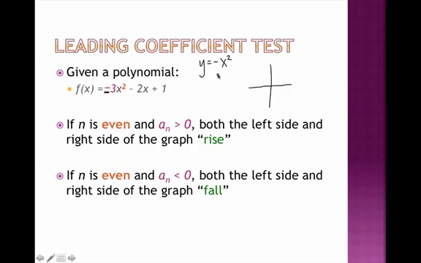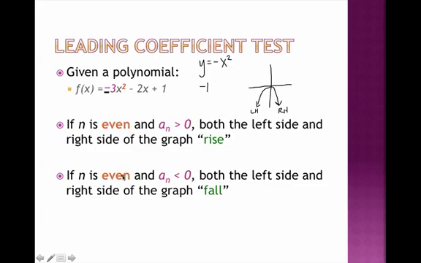We don't see the 1 here, but technically our leading coefficient would be a negative 1, and our graph looks like this, where both the left hand side and the right hand side are pointing downwards. They fall. And again, that's going to happen for any even function. Both the left and the right do the same exact thing.